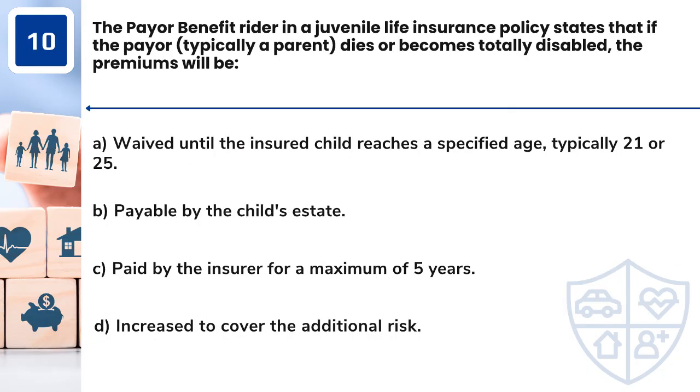Question 10. The payor benefit rider in a juvenile life insurance policy states that if the payor, typically a parent, dies or becomes totally disabled, the premiums will be A. Waived until the insured child reaches a specified age, typically 21 or 25. B. Payable by the child's estate. C. Paid by the insurer for a maximum of 5 years. D. Increased to cover the additional risk.